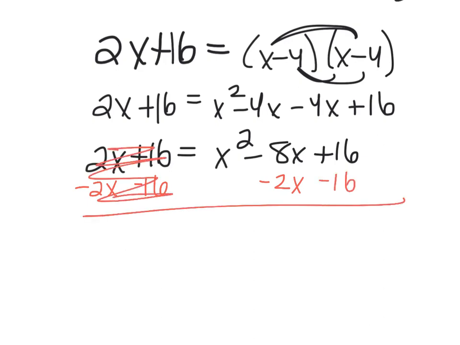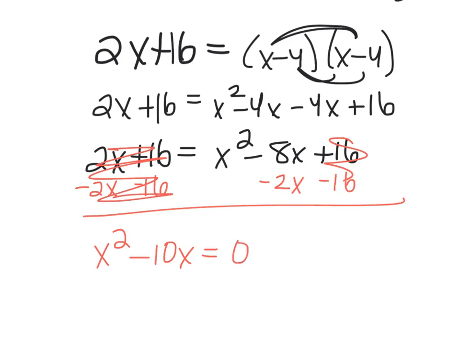So look, I'm going to put negative 2x under the 8x and a negative 16 under the 16. So this cancels out. So I have x squared. What is negative 8 and negative 2? Negative 10x. Then what happens with positive 16, negative 16? It cancels out. So I have equals 0. Do we know how to solve this?